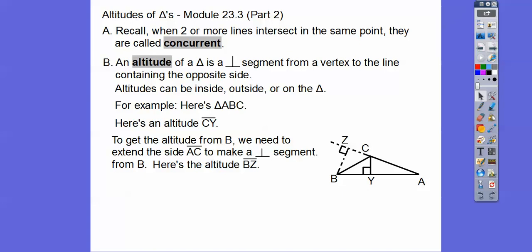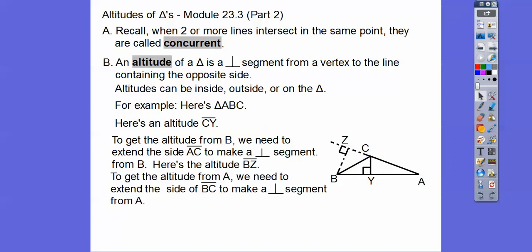What if I wanted to do an altitude from point A? It'd have to be somehow perpendicular to this side. Oops, I'm sorry, you can't see what I'm doing. If I was doing it from point A, it's going to have to be somehow perpendicular to this side, so I'm going to have to extend this line out here to make that perpendicular. That's what that says right there. Then we can draw a perpendicular segment from point A, guesstimating a nice right angle right about there, and we'll call it point X.